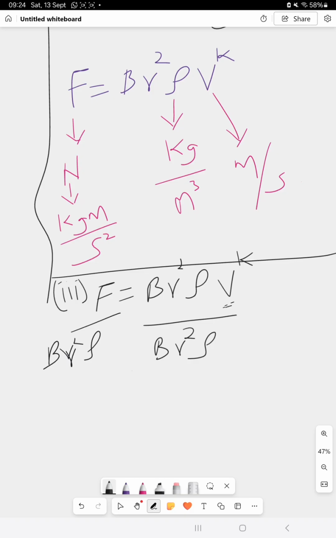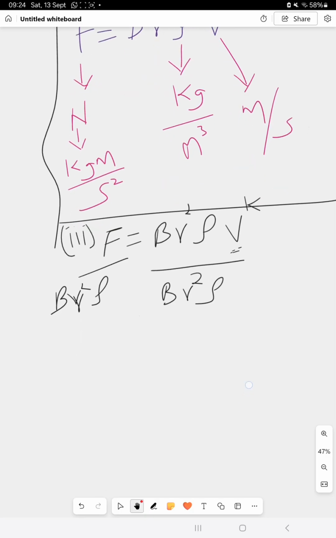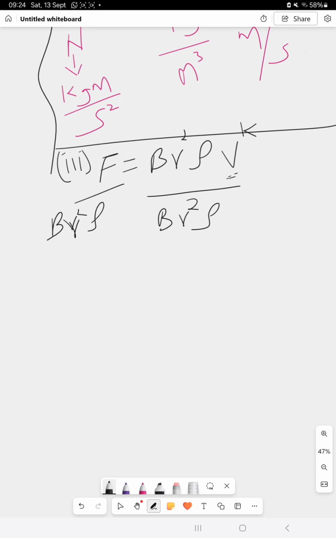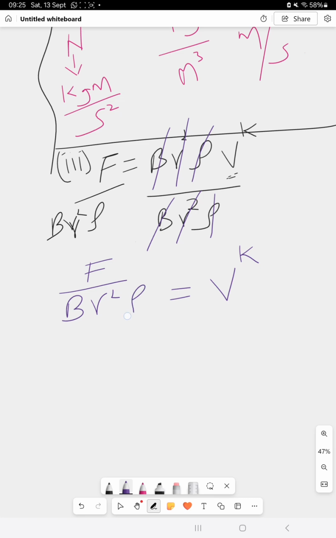So after that, what should I do? Now something must cancel here. I want you to observe keenly. This will cancel this, and this will cancel this. So I will remain with V power K is the same as force over B R squared rho.